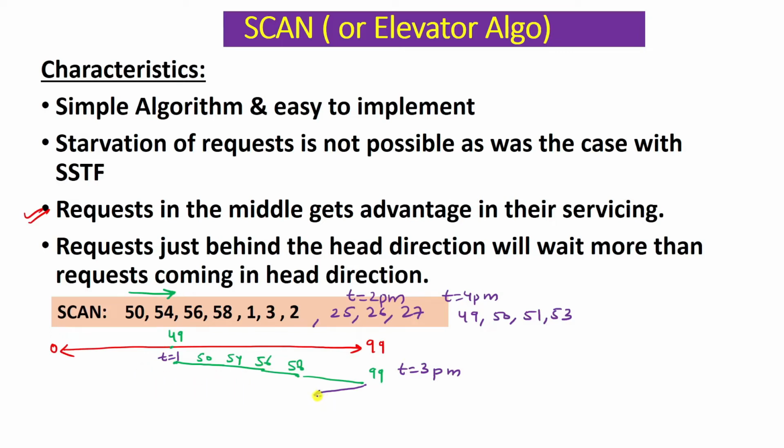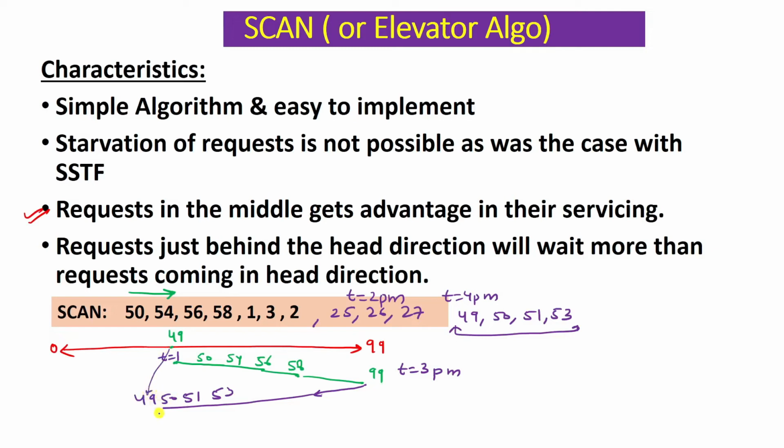So what will happen while I am coming in this direction? I will first complete these requests which came at t equal to 4 p.m., because while I am coming here, these requests will come first in my way. So I'll complete 49, 50, 51, 53. Do not go according to the reference line. These points can be different from what I show in this reference line. I'm just trying to make my point clear. Like 53 will be completed, then 51, then 50 and 49.